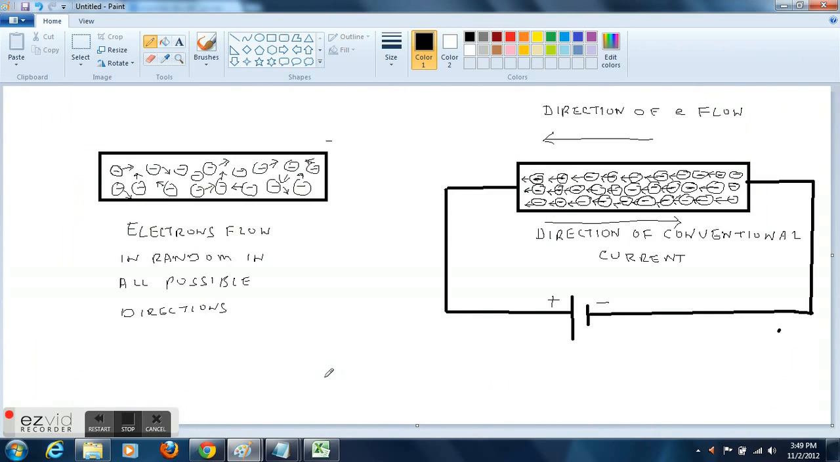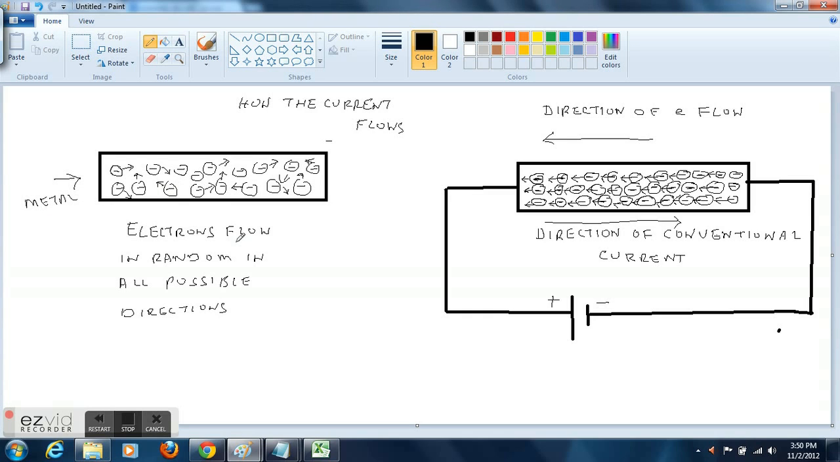Okay, in this tutorial I'm going to discuss the movement of electrons in an electrical conductor, how the electrons flow in a conductor. Now think about this as a piece of metal.